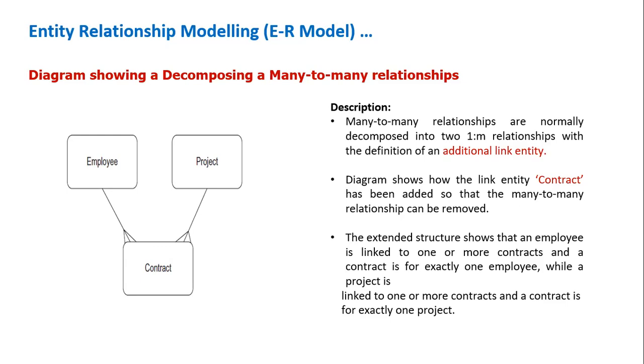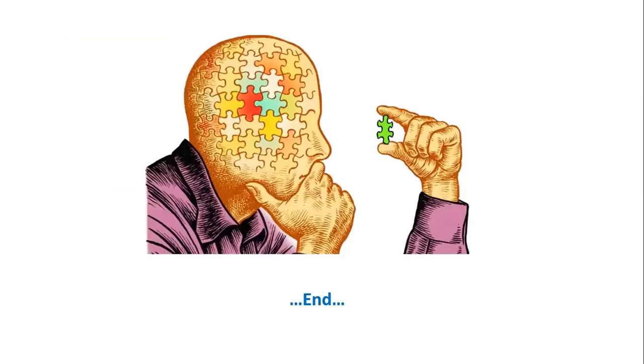An extended structure shows that an employee is linked to one or more contracts, and a contract is for exactly one employee, while a project is linked to one or more contracts, and a contract is exactly for one project. This work will be available, these tutorials, so that you grasp them more and internalize them as you explore further on some of these concepts.